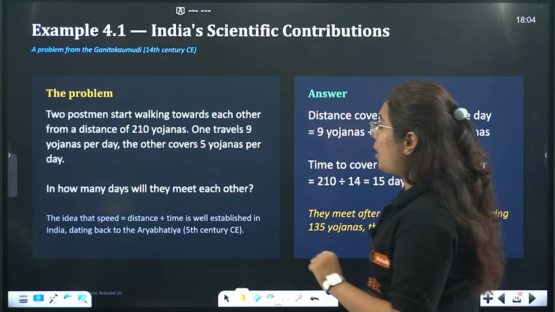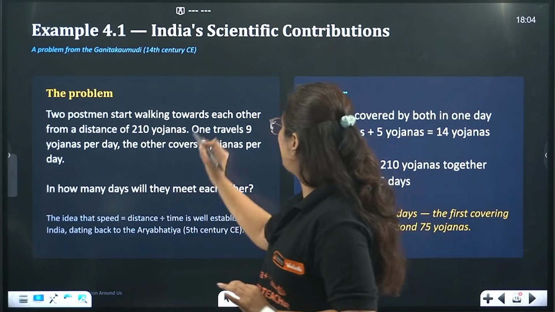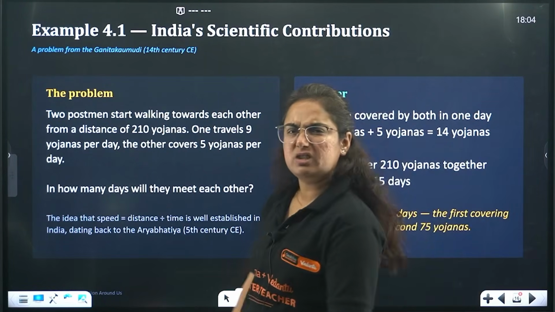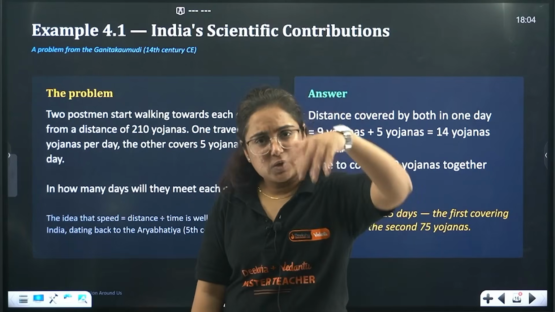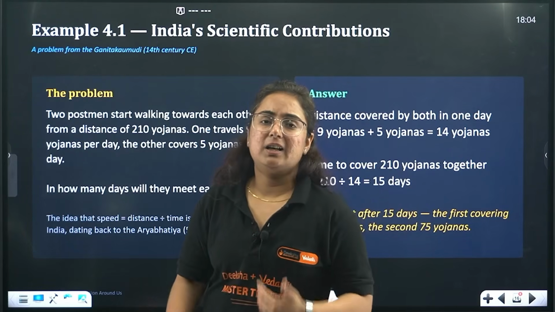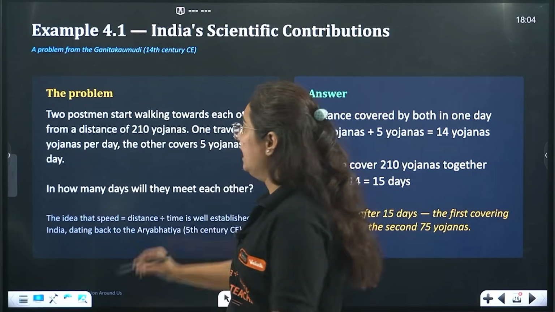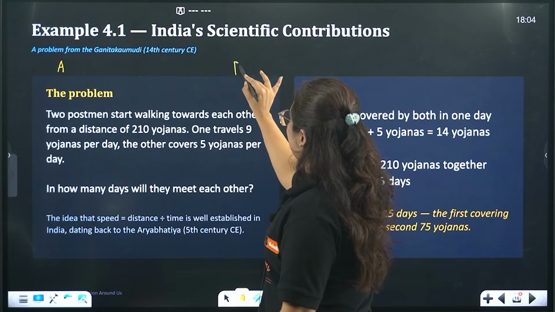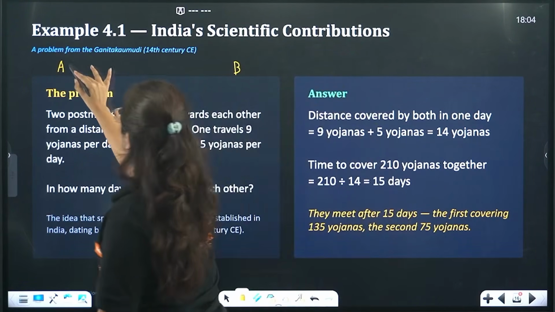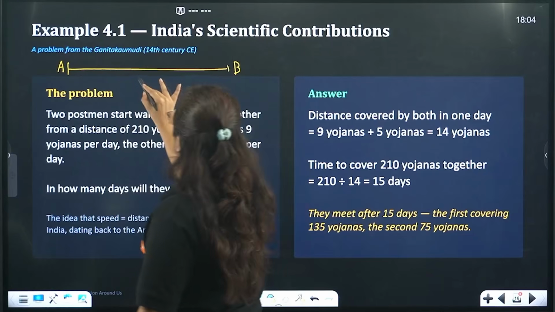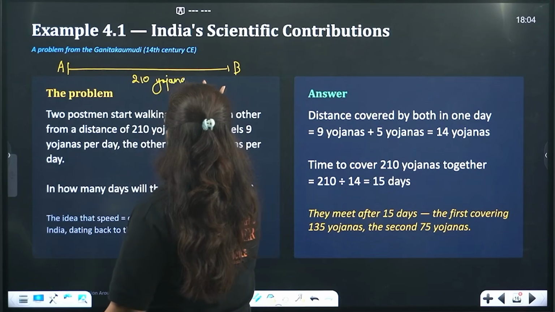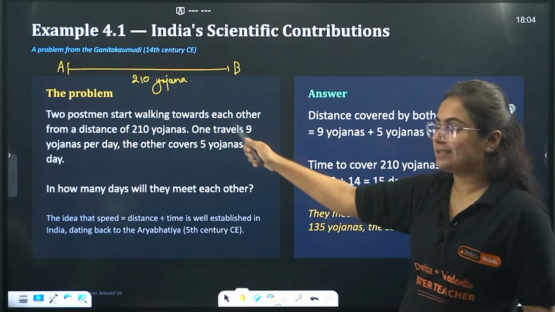See, so there is a problem. Two postmen started walking towards each other from a distance of 210 yojanas. Now what is a yojana? This was the unit of distance used in our ancient texts. So there is a postman A and a postman B. The distance between them is 210 yojanas. This is the actual distance.